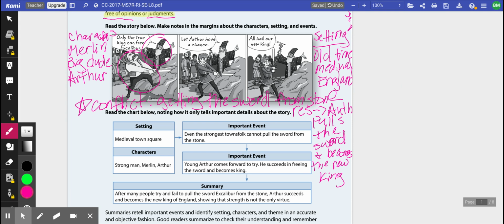So let's go look at our chart and see what it says real quick. Our setting, oh, look at that, medieval town square. And that is up here. And I think I even misspelled medieval. I did. Let me fix that. I-E, V-A. Not the way I spelled it. Great. Characters, we've got our strong man, who Miss Murray calls the big dude.